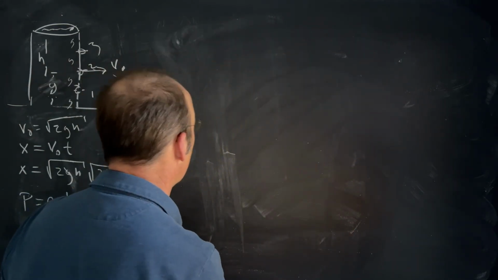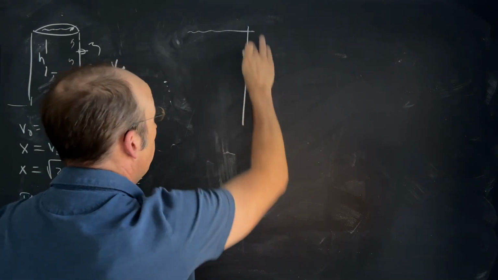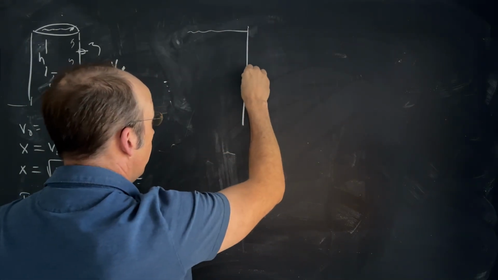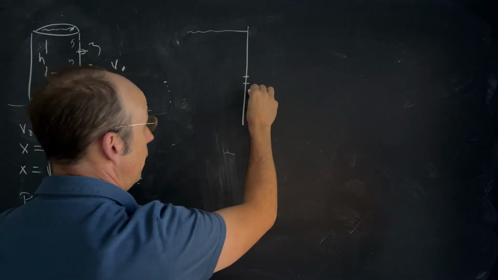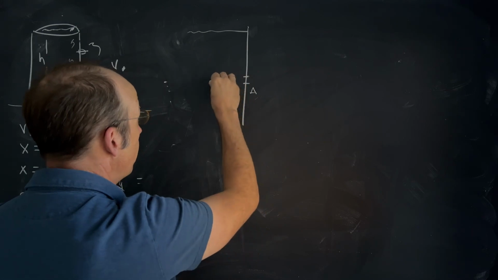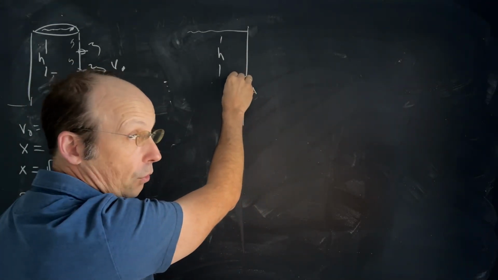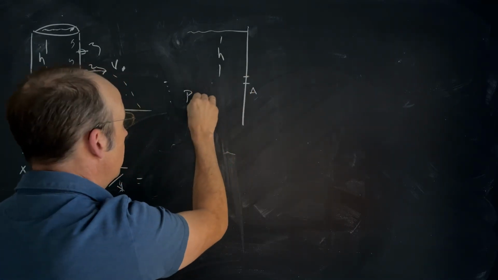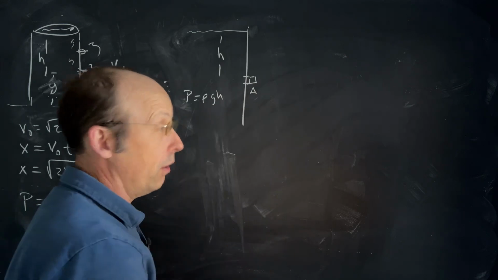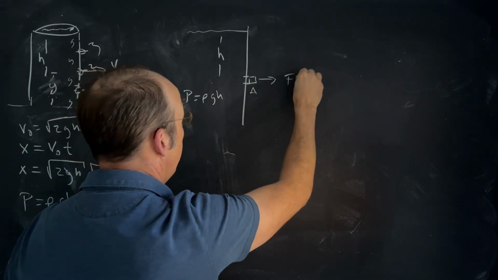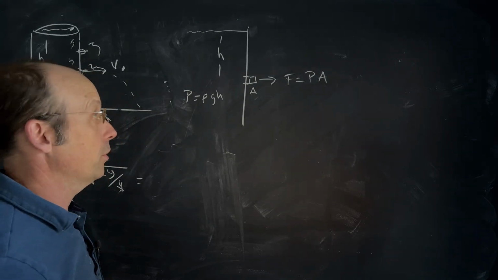Now let's go back to our container of water. So here's the water, and then here's the wall. And then here's a hole. And this hole has a size, an area of A. And so I know that this is a depth h. I know that there's pressure pushing on that hole. P is rho gh. So that means that if I take a little piece of water right there, there's going to be a force pushing it. F is P times A. That's the force pushing on it.